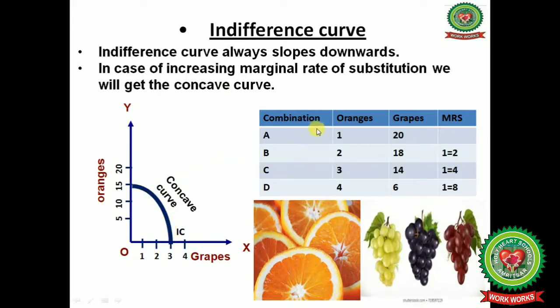In the table you can see the combination of oranges and grapes. As the quantity of oranges is increased, the quantity of grapes is decreased, because we have to sacrifice grapes in order to increase the consumption of oranges. So the marginal rate of substitution is 1 to 2, 1 to 4, and 1 to 8. Firstly we sacrificed 2 units of grapes, then 4 units, then 8 units of grapes.